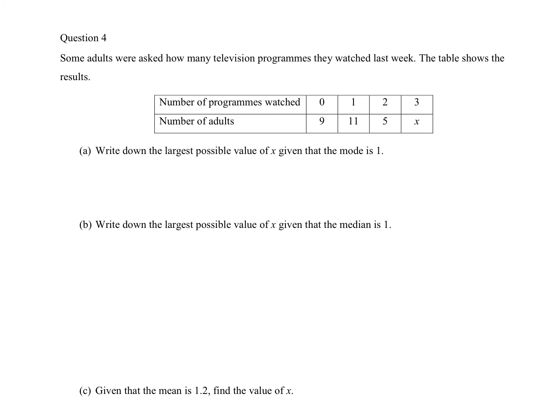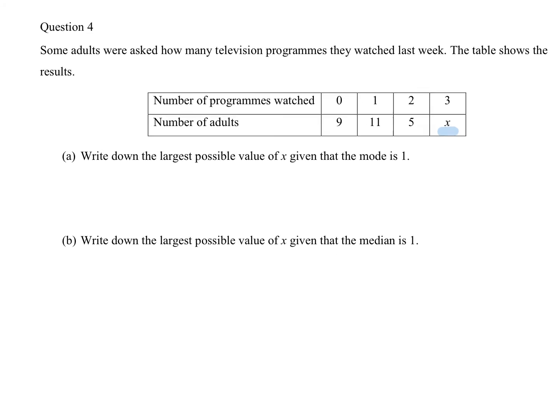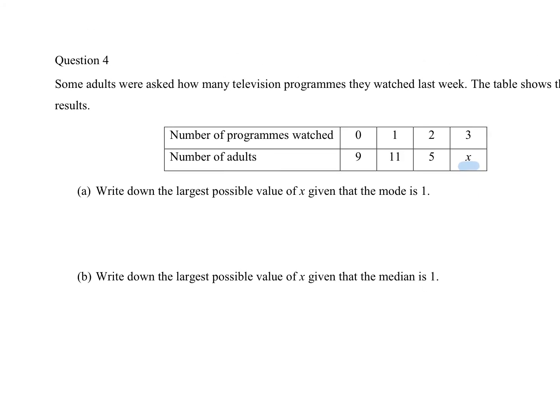Question number 4. Inside this question, you notice again there's a missing data value over here. x is in terms of algebra, so probably we need to do some interpretations from equations, cross multiply and solve equations, so just bear in mind. Now part A says write down the largest possible value of x given that the mode is 1. It's only for this part A, if the mode is 1.